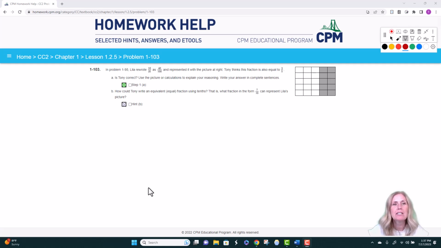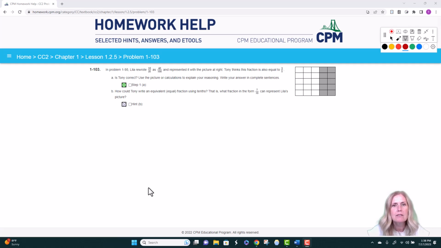Today we're in CC2, lesson 1.2.5. The first problem is 103. It says Lila rewrote 10/25ths as 40/100ths and represented it with the picture at right. Tony thinks this fraction is also equal to 2/5. Is Tony correct? Use the picture or calculations to explain your reasoning. Write your answer in complete sentences.